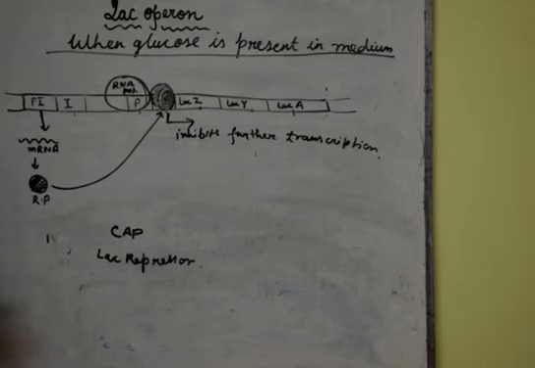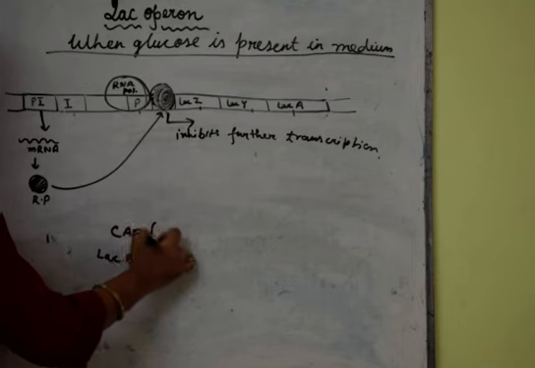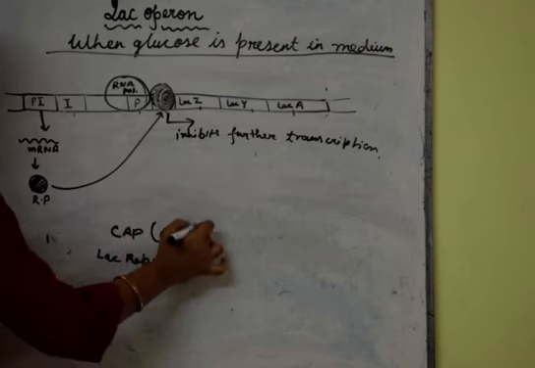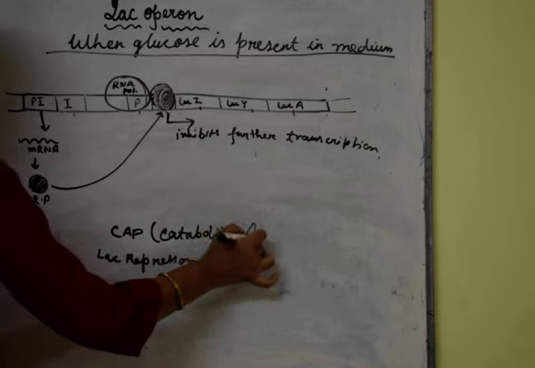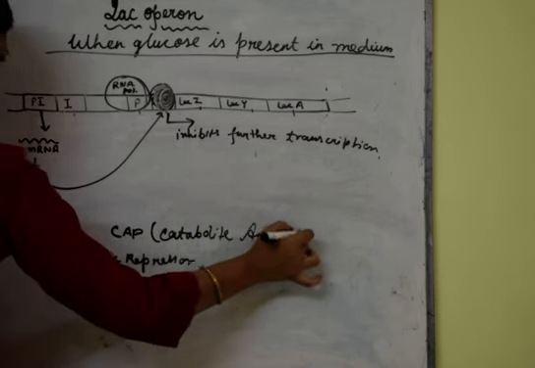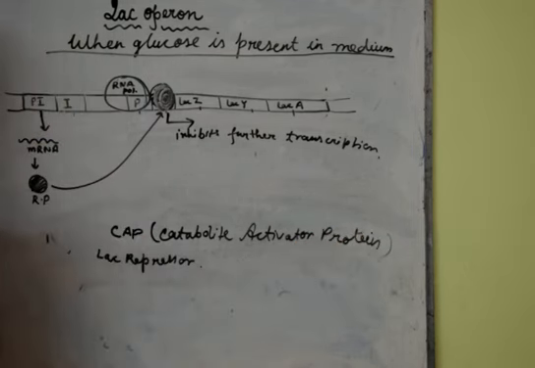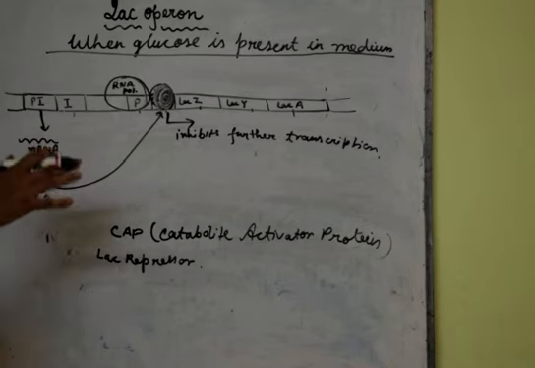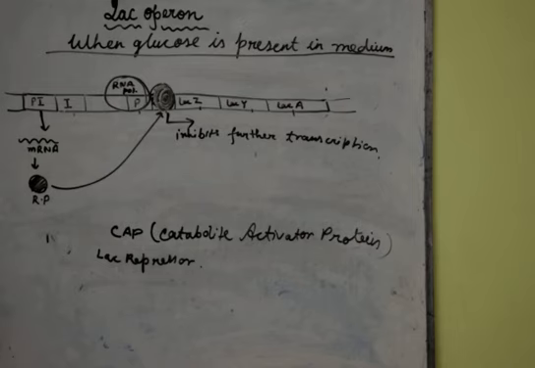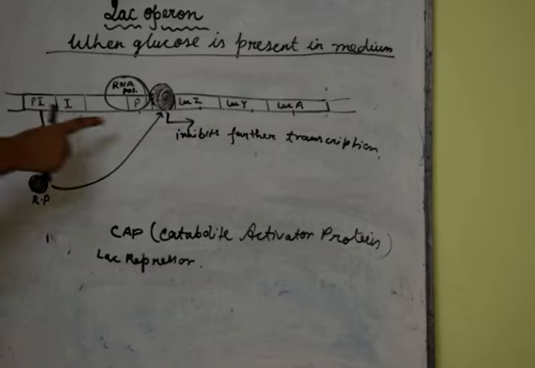CAP stands for catabolite activator protein. The gene encoding CAP is located elsewhere in the bacterial chromosome, not linked with the lac genes or the lac operon. Both CAP and lac repressor are DNA binding proteins, and each binds to a specific site on DNA at or near the lac promoter.